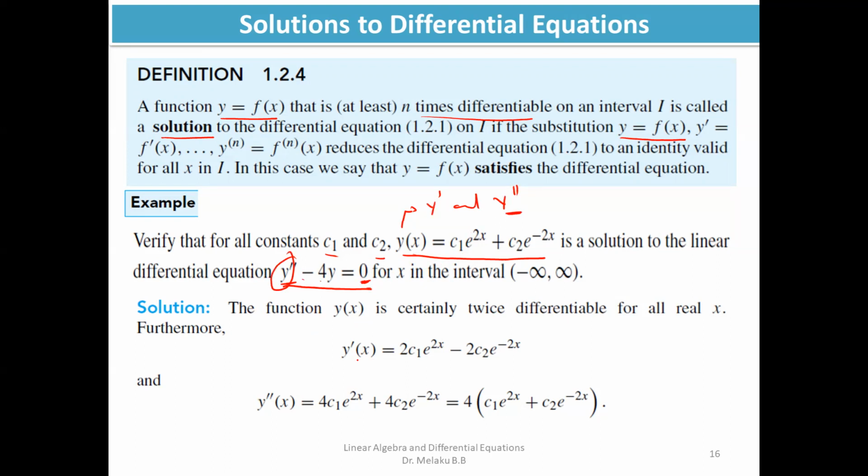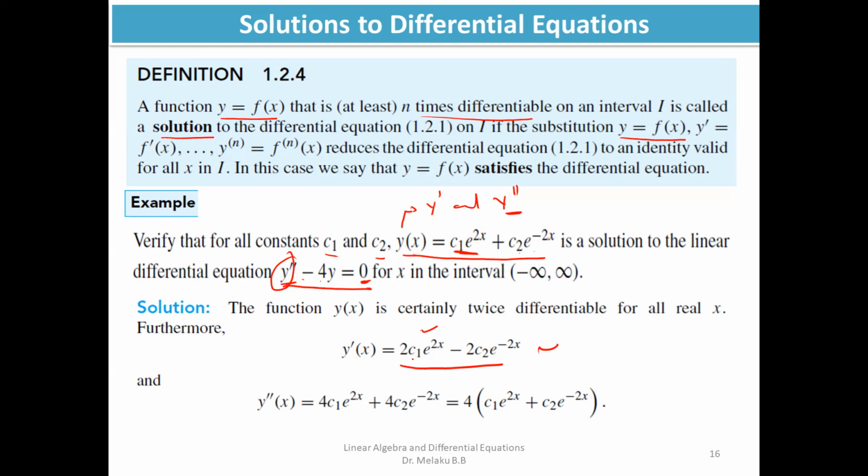Let's see it. So here we have y, and upon derivative, please remember the derivative of the exponential function c1 e raised to x. What's the derivative of this c1 e raised to x? It is 2 times c1 e raised to x because of the chain rule. So this is good. Here also we'll have minus 2 c2 e raised to minus x. That's good. Then we need to differentiate twice. Why? Because the differential equation is second order.